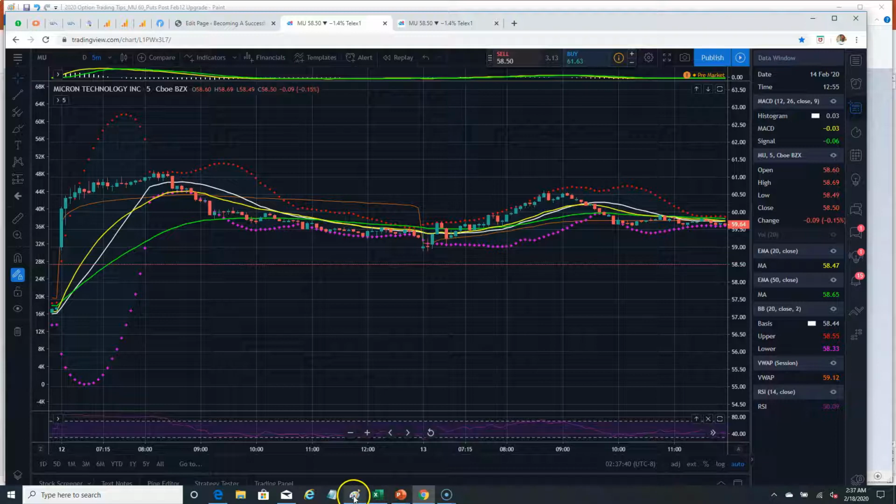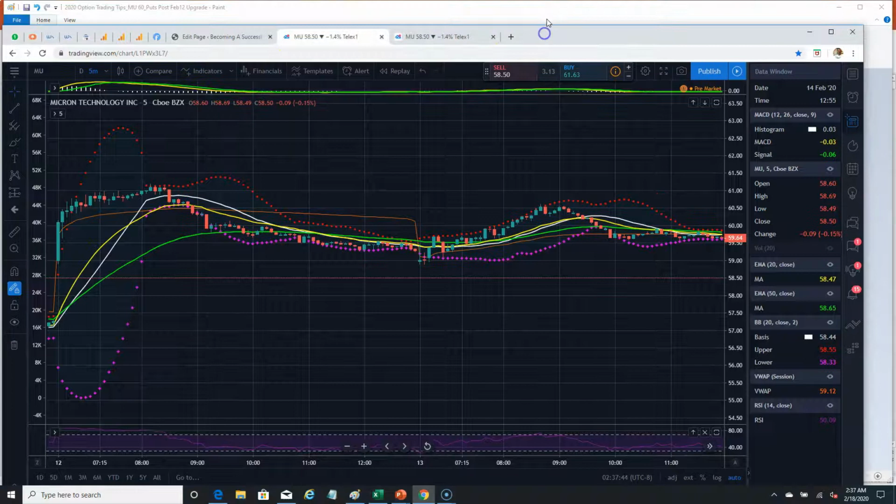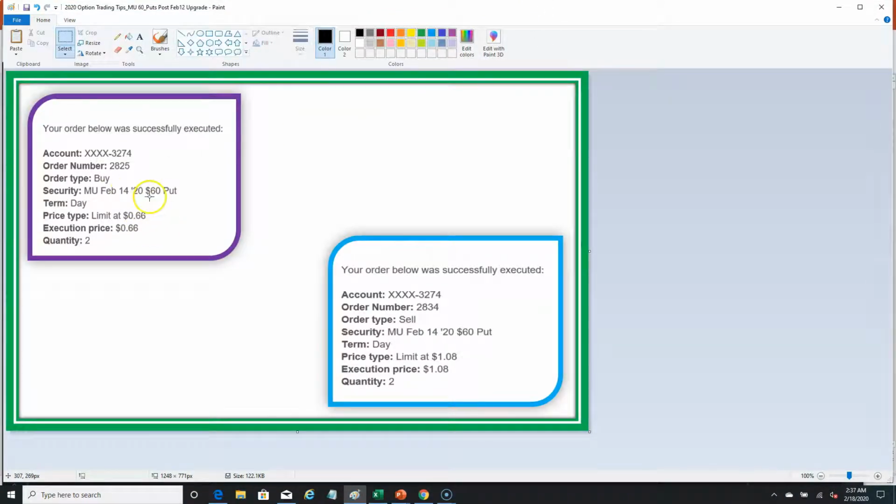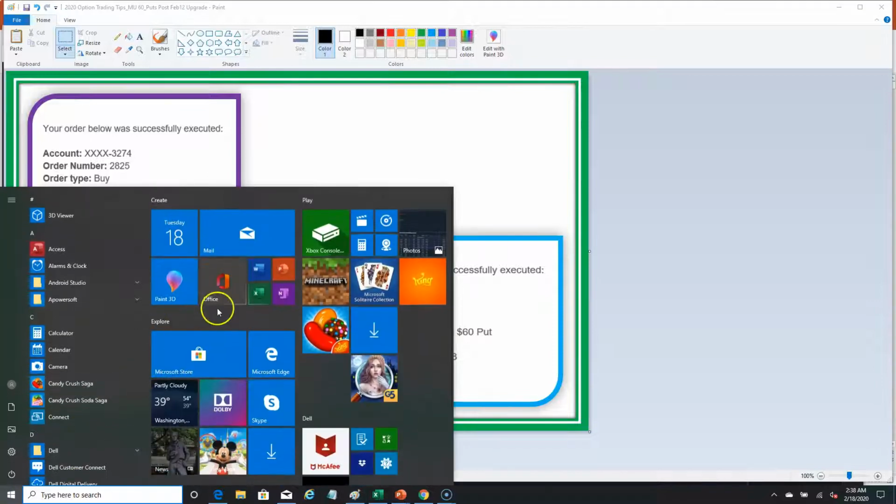Let me share quickly on here how we traded those. So we used 60 puts. It was on the 12th, so we took the puts expiring on Friday the 14th. 60 puts, we got 2 here for 66 cents. And we're able to day trade them and sold them at $1.08. Not your usual gigantic gains that you see, but trading is not about making big gains every day. Trust me, those small gains tend to accumulate.